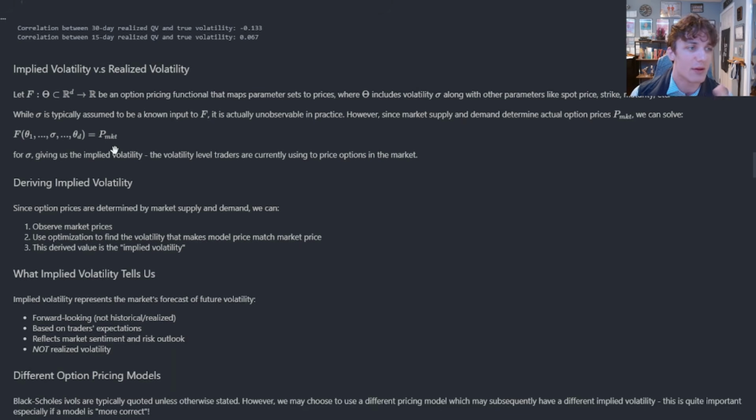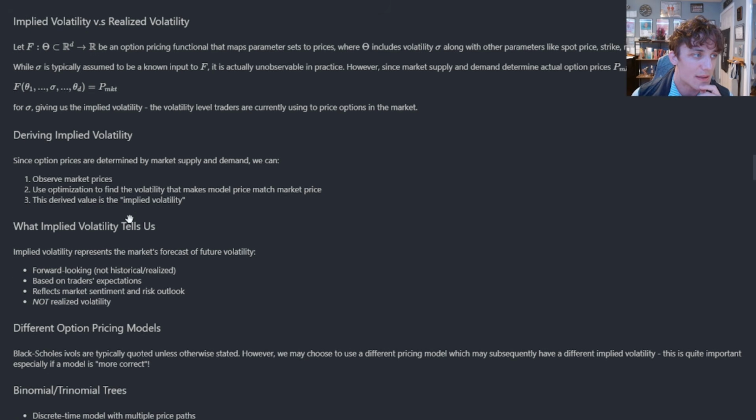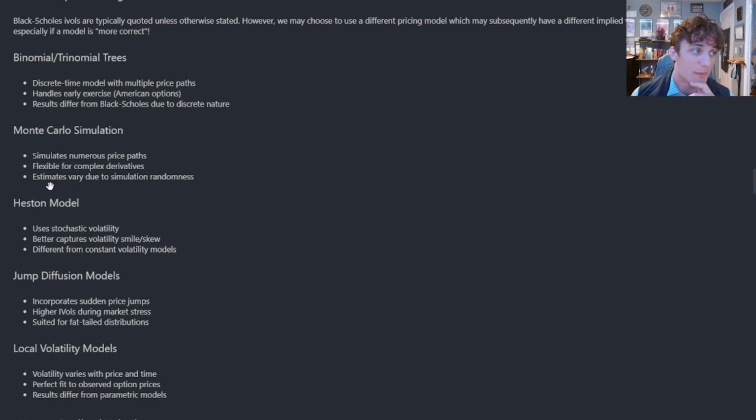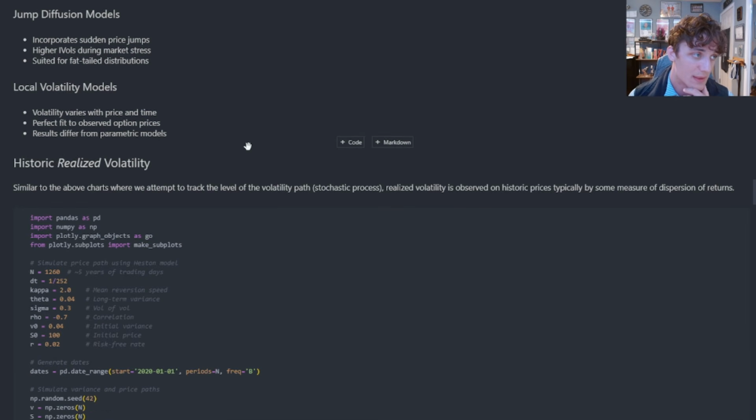Here I outline the methodology of deriving implied volatility, what it tells us. And it's also very important to know that you can come up with different types of implied volatilities. But remember, unless stated otherwise, it's going to be in terms of a Black-Scholes implied volatility. Things get a little tricky because there's this notion of implied volatility and realized volatility. Sometimes people say realized volatility is historic volatility. However, there's also a notion of historic implied volatility. Wow, that's a lot. What do I mean by this?